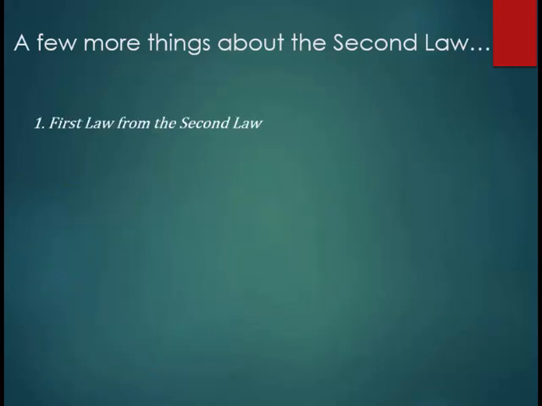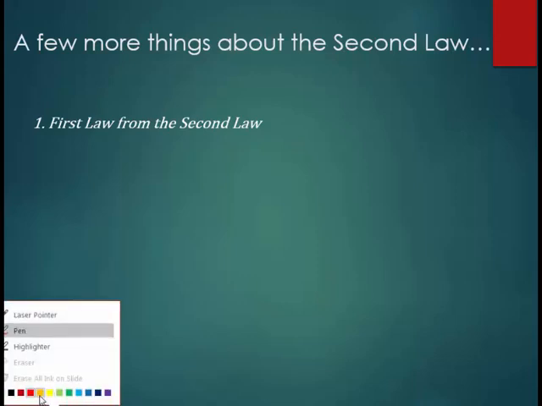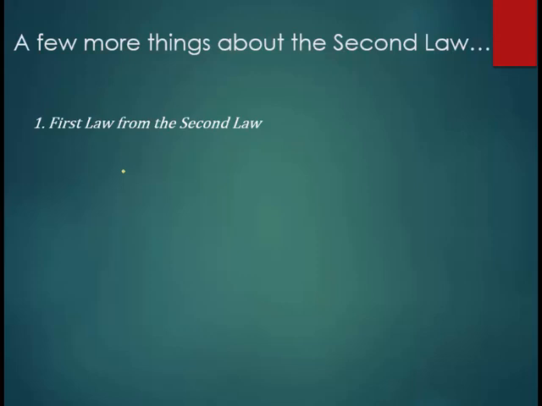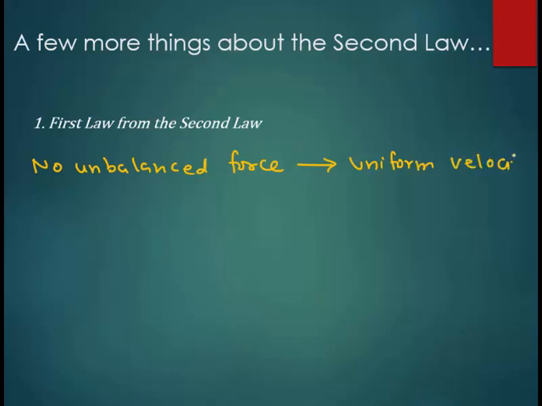The second aspect of Newton's second law of motion that we will look at is the first law of motion, and how we can derive the first law of motion from the second law. So according to the first law, when no unbalanced force acts on an object, it continues to move with uniform velocity. It continues its uniform motion. This is what the first law says.